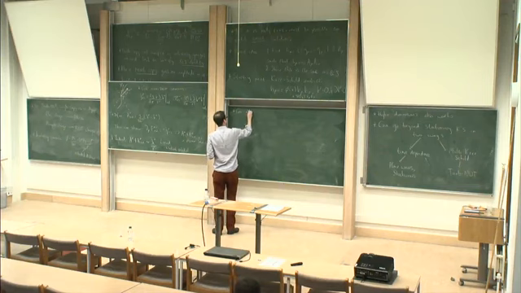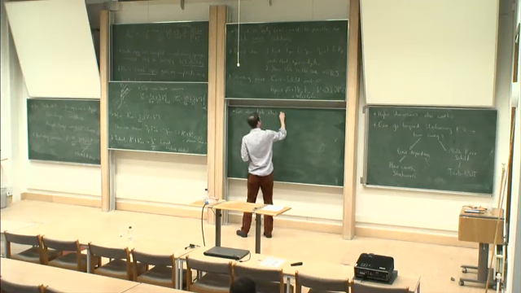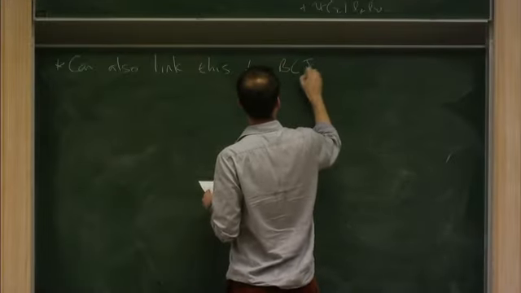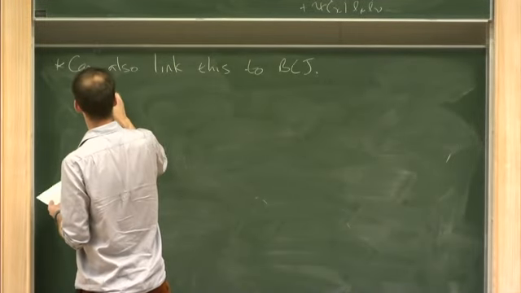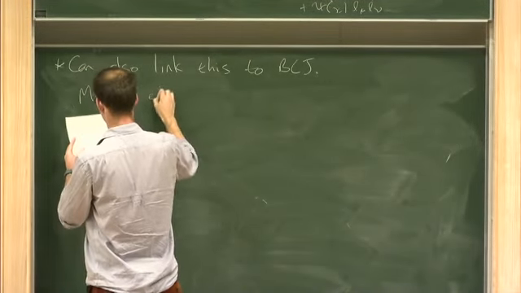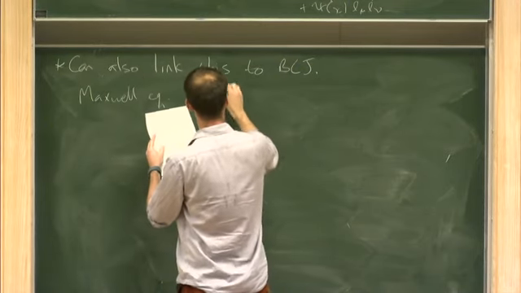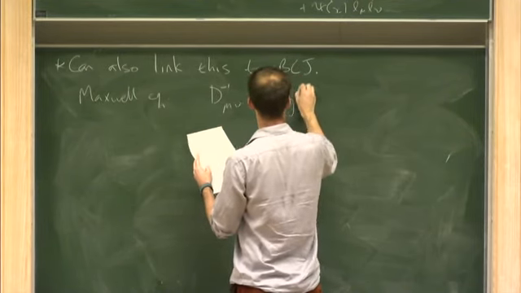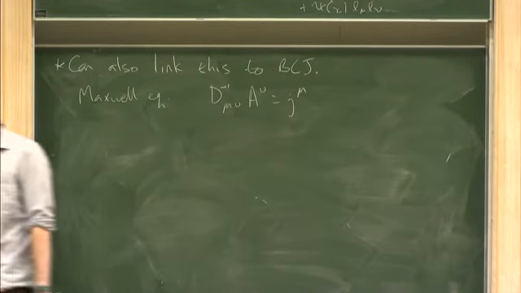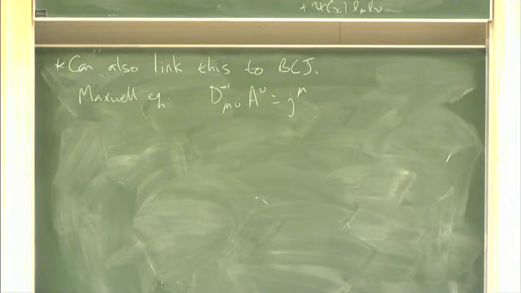So we can also link this to BCJ. The Maxwell equation, if I actually write it down for the field, is basically an inverse propagator times A mu is equal to J mu. I mean, the definition of the propagator is the inverse of that quadratic operator that acts on the left-hand side of the Maxwell equation.